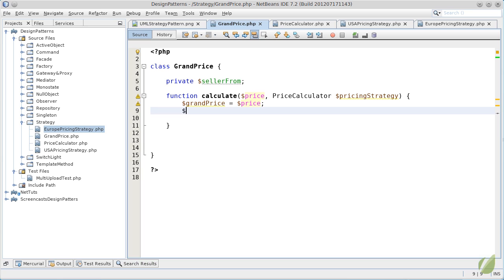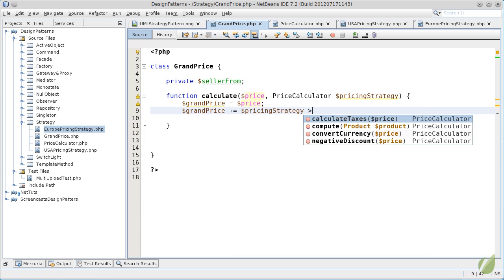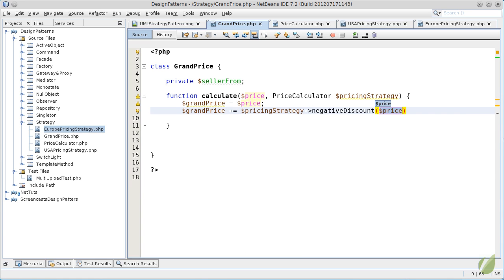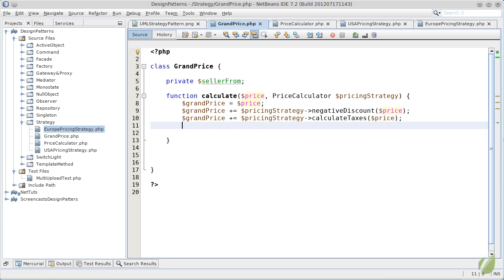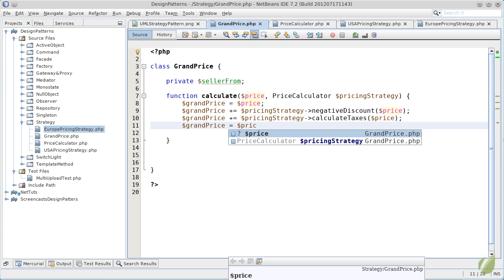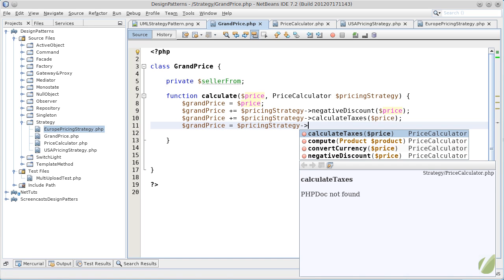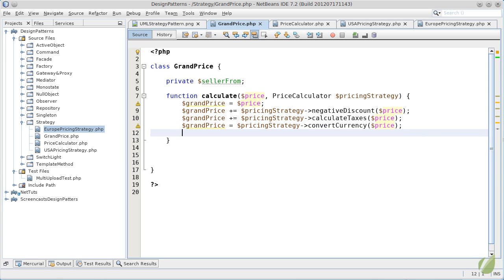So, we will add to our grant price the pricing strategy get a negative discount of our price. We'll do the same for the taxes. Finally, we will convert our grant price into the required currency. This will also happen by using the strategy provided instead of guessing based on a location. As the last step, we will return our newly computed price.